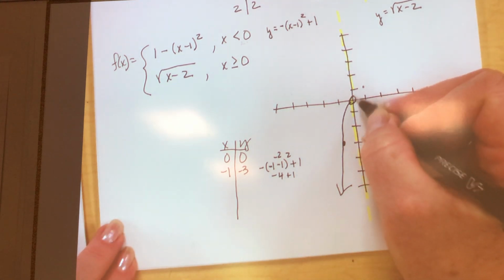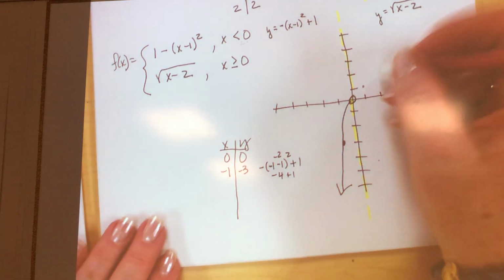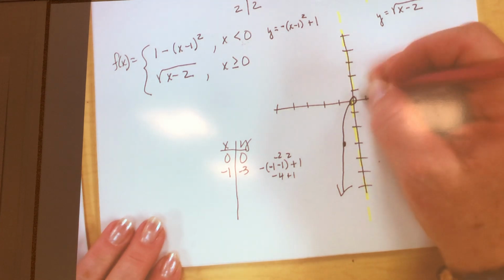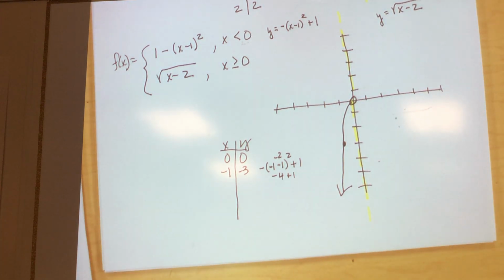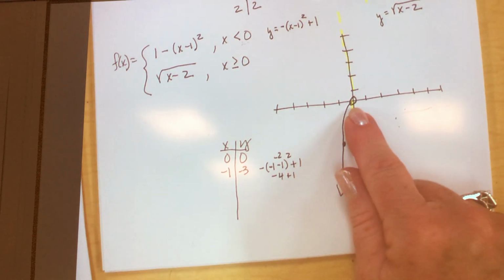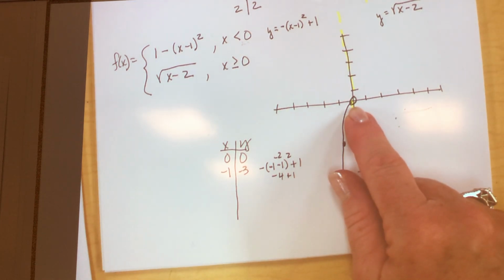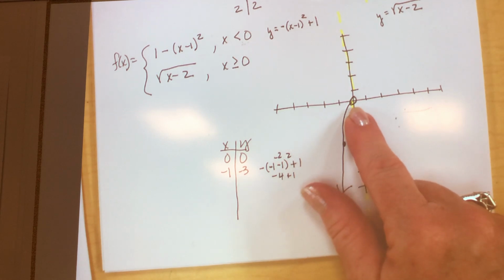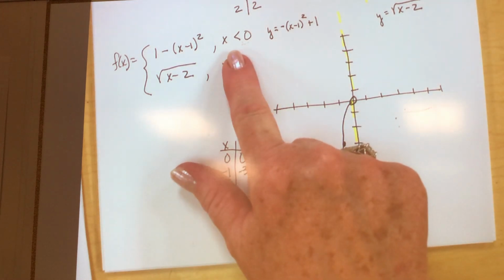Got it? How come you didn't put 1, 1 in the T-chart? Because he's not in that section. He's not less than 0. All right, anybody got a question? Am I okay with this section? Do I have 2 points in my T-chart and my graph looks good? Yes. Do I have a point that's on the break line? Yes, he's an open circle, because he's not included at 0.